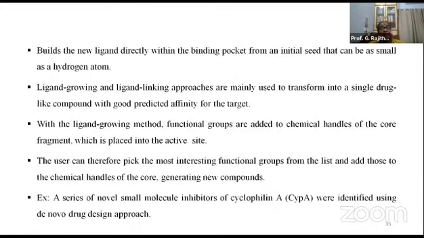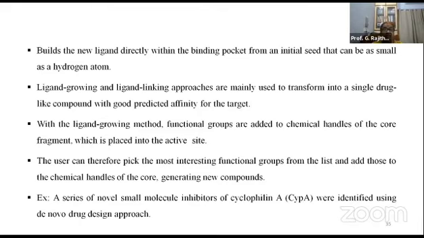With the ligand growing method, the functional groups are added to the chemical handles of the core fragment. The core fragment will be placed in the binding cavity, then ligand growing is done by adding functional groups. The user can therefore pick the most interesting functional groups from the list and add them to the chemical handles of the core. De novo drug design is generating new compounds. That's why it is called de novo drug design.